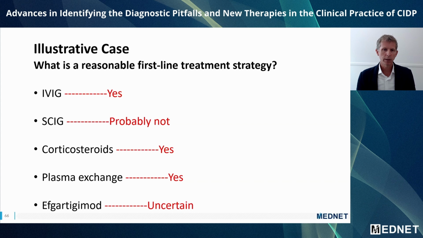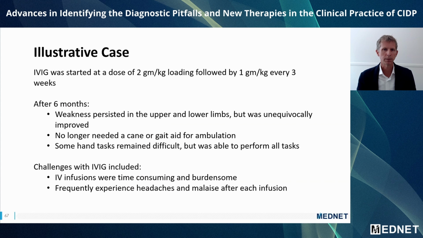Corticosteroids would be a reasonable approach for first line, probably not a great long-term option, but reasonable as a first line. I didn't talk about plasma exchange data. There's some fairly thin data that plasma exchange works, and it's an acceptable first-line treatment. Challenges with plasma exchange are really just tolerability and logistics over the long term. And then efgartigimod also would be something to think about as a first-line treatment, but considering that the data is relatively new and not quite as robust as we have with the long history of IVIG data, it has an uncertain role in truly first-line treatment.